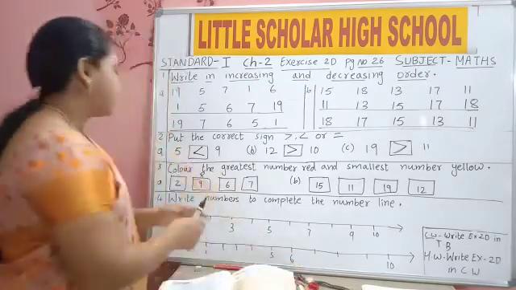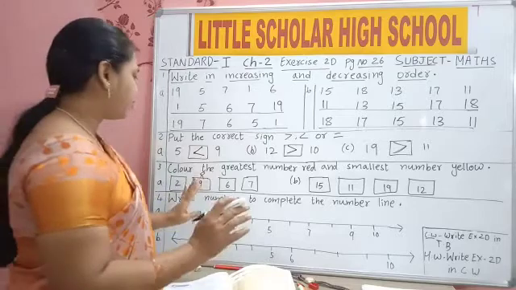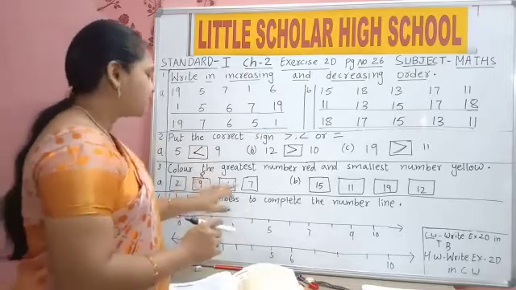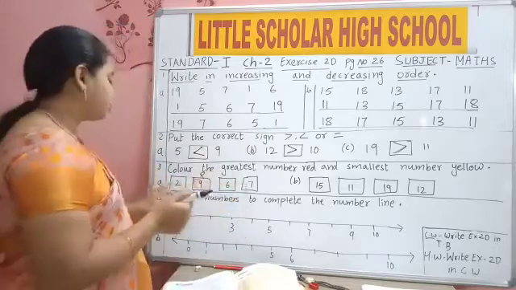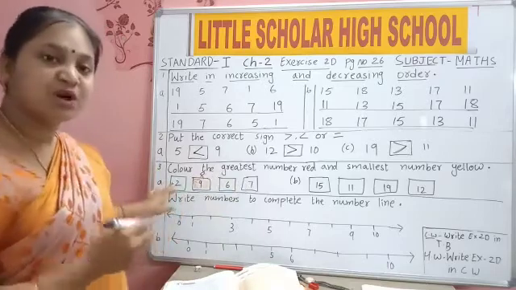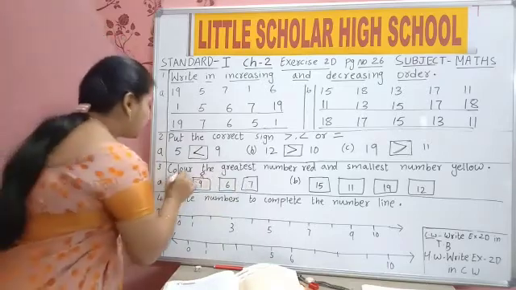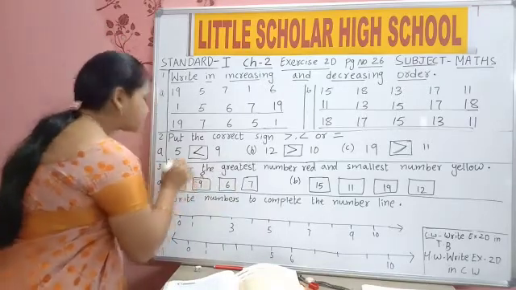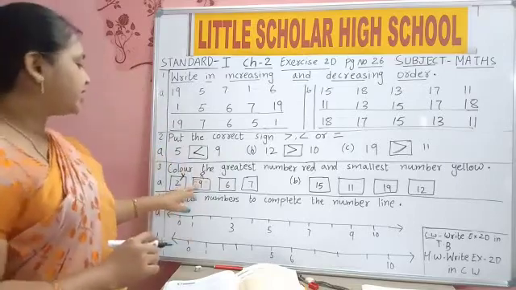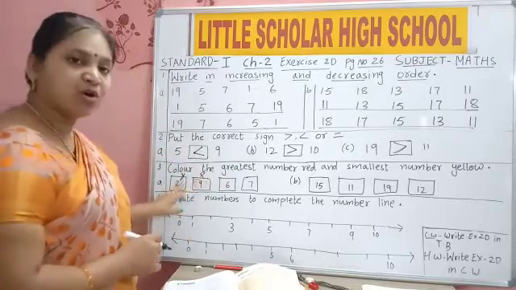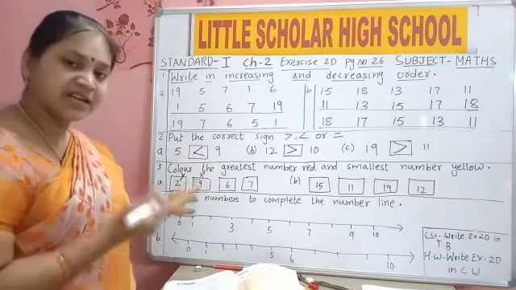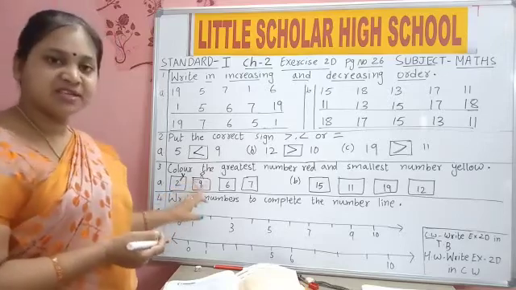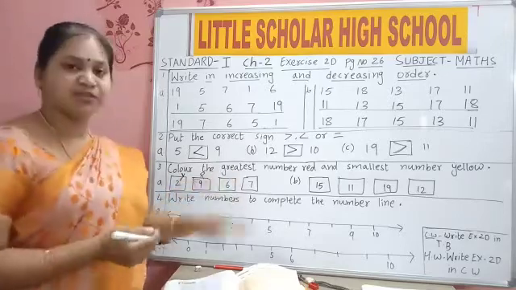Now the greater number is over with red color. 2, 6, 7. Which is smaller? 2 is smaller. So 2 gets yellow color. The 2 box yellow, the 9 box red. So 9 is greater and 2 is smaller among these 4 numbers.